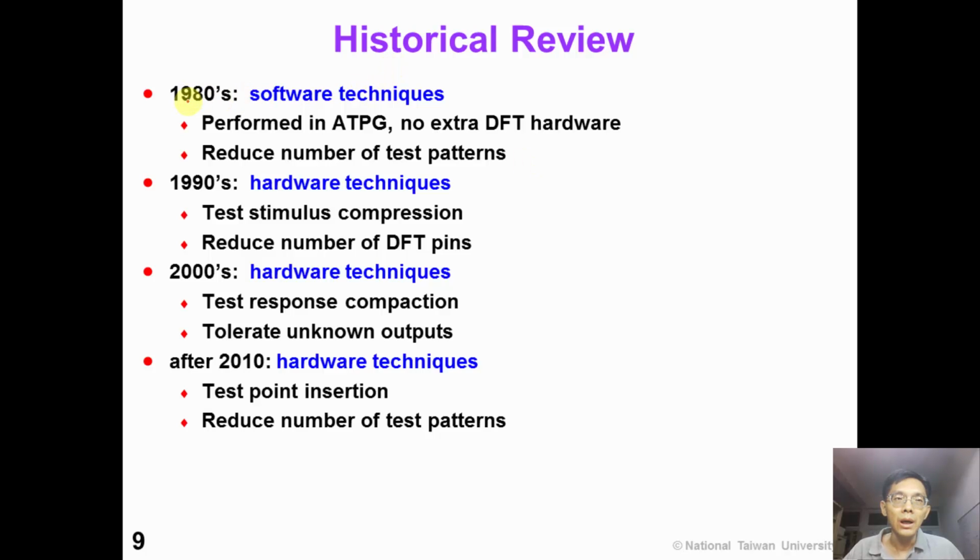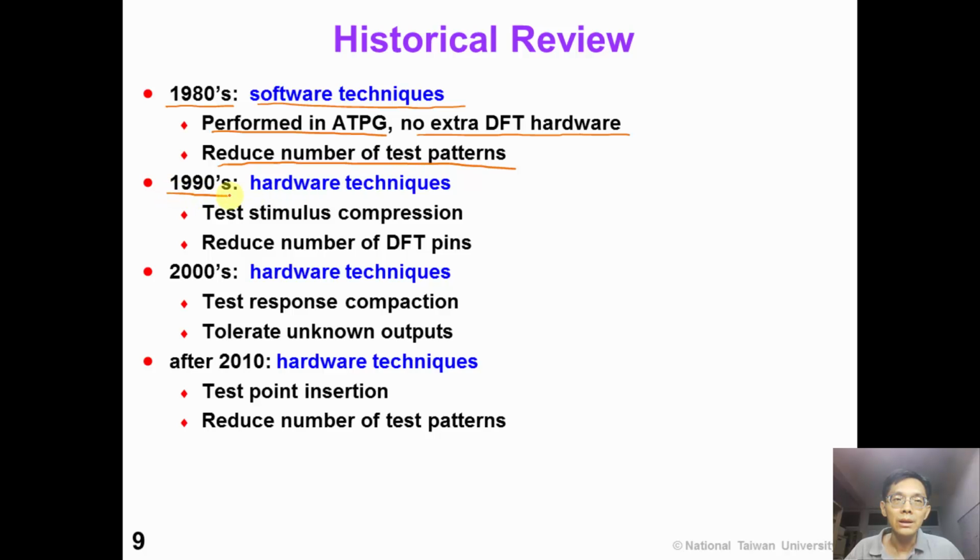Historically speaking, test compression was performed very early in the research history. As early as the 1980s, people started to look at software test compression techniques. At that time, compression was performed inside the ATPG. There was no extra DFT hardware inserted. The purpose is to reduce the number of test patterns.